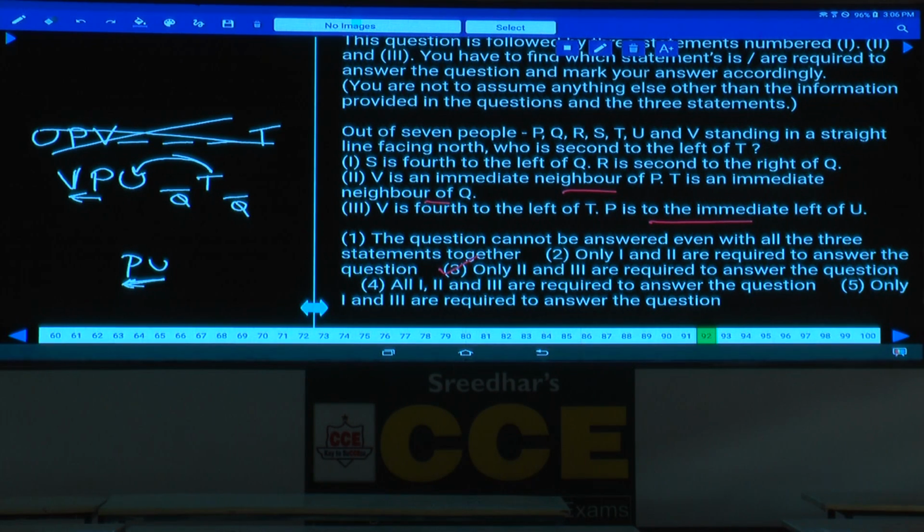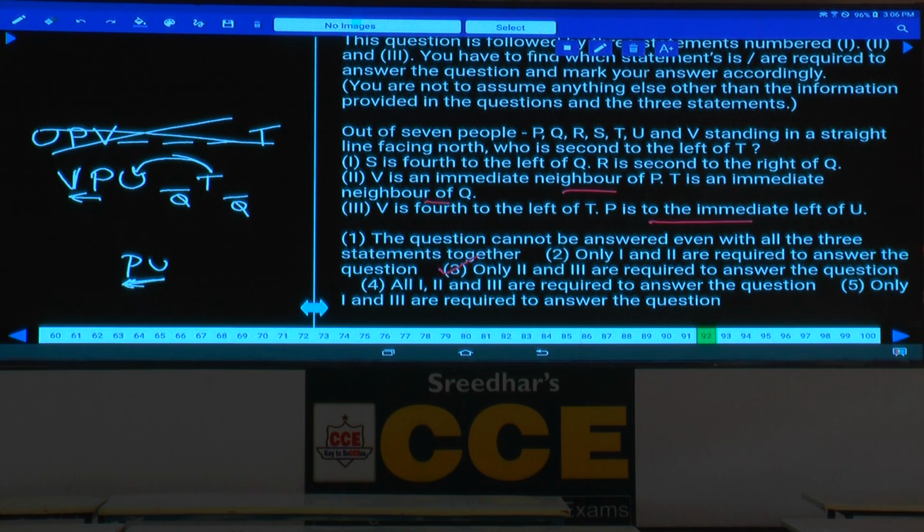Yes, what is the choice given here? Choice 4 is given. Choice 4 means all the 3 are required. As we are getting the answer with 2 and 3, obviously by combining 1, 2 and 3 also you will get the answer. What is the key given here? Here the key given is 4, but as it is not 4. What is there in 4? 1, 2 and 3, all the 3 statements are required.